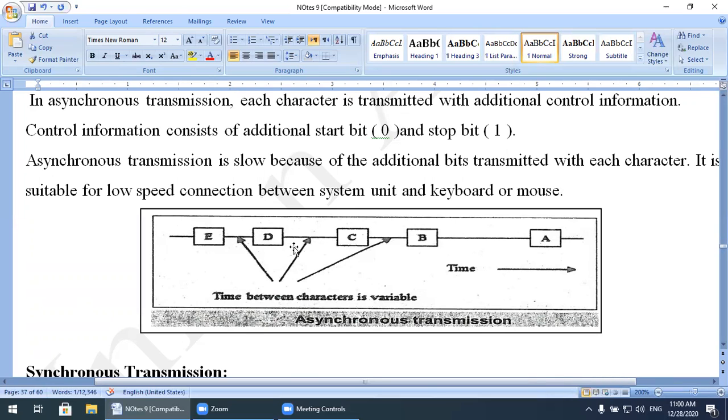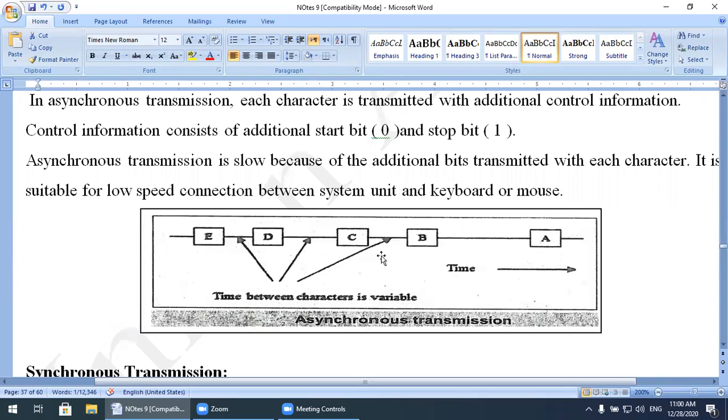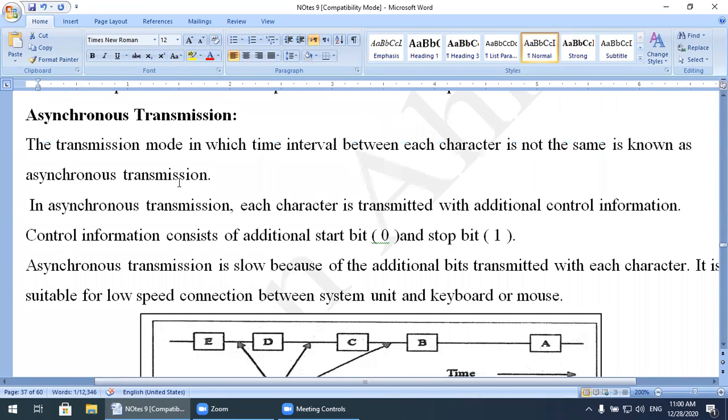So keep in mind, in asynchronous transmission, the time interval between two characters must be different. So this one is called asynchronous transmission. I hope you understand this. The transmission mode in which the time interval between each character is not the same is known as asynchronous transmission.